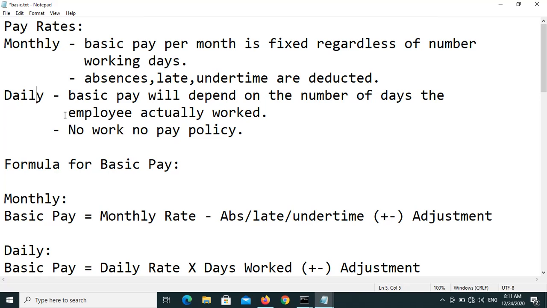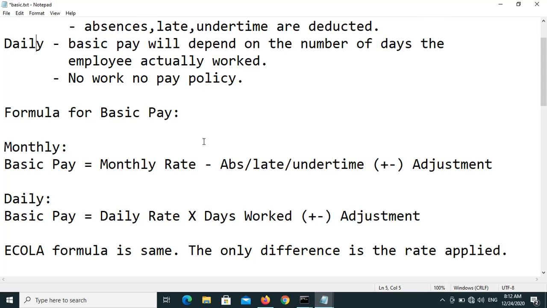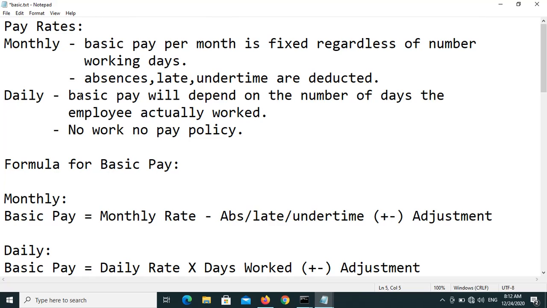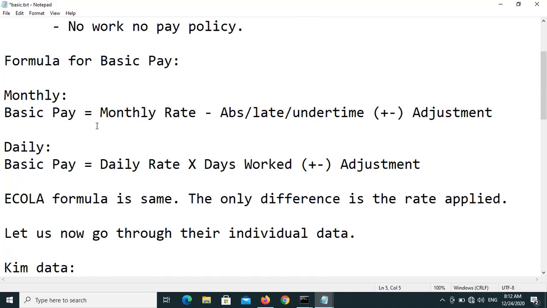While daily, basic pay will depend on the number of days the employee actually worked. In other words, no work, no pay policy. Okay. Now, the formula for basic pay will depend on the pay rates. Now, for monthly, basic pay is equals to monthly rate minus absences, late, or undertime, plus or minus adjustment. Now, for daily, basic pay is equals to daily rate times days work plus or minus adjustment.